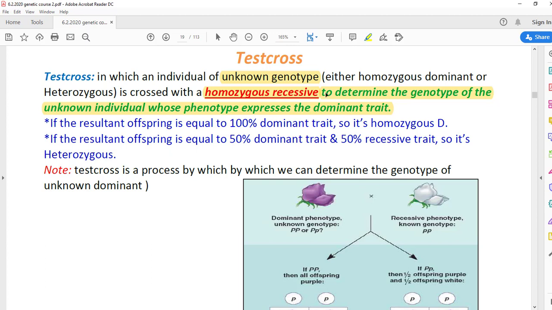So testcross. What is the aim of testcross? To determine the genotype of an individual whose phenotype expresses the dominant trait.